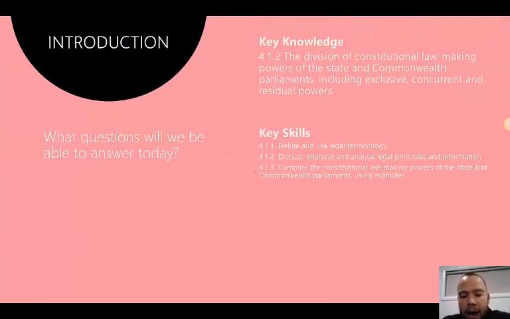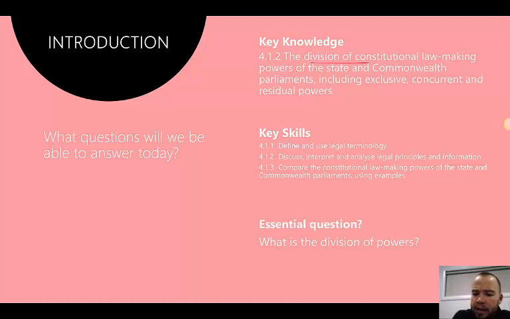4.1.2, we are looking at what is known as the Division of Constitutional Lawmaking powers of the state and Commonwealth, including exclusive, concurrent, and residual powers. So we'll learn what each of those are. It's a little bit of a new area, I suppose. It's not new to the study design.